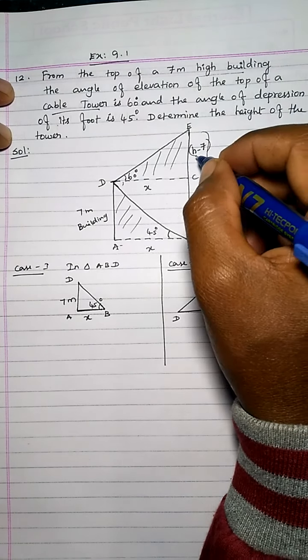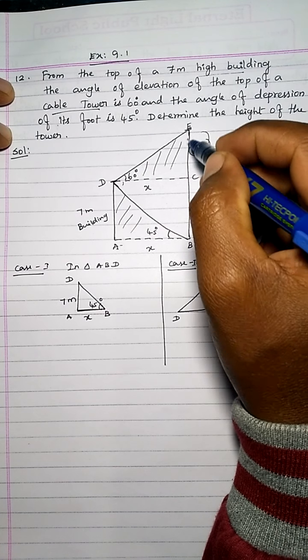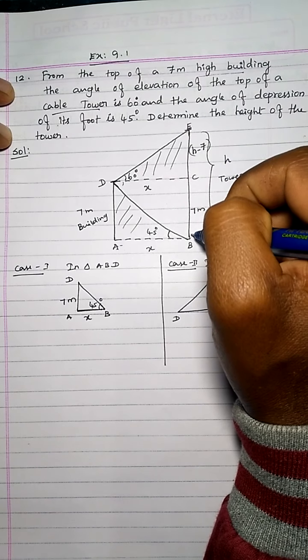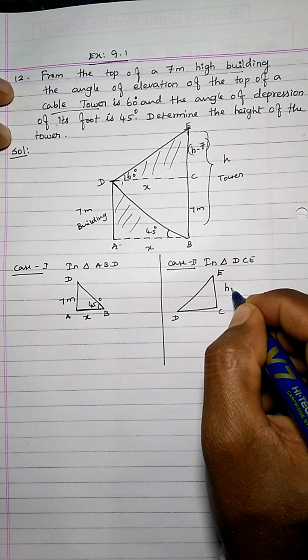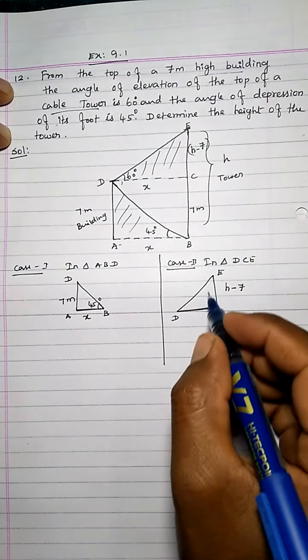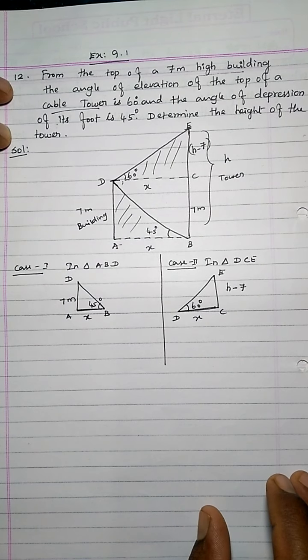You understand why we are taking h minus 7? h is the total distance from E to B. If you want the E to C distance, from the total you subtract this part, you will get the EC part. Then the EC distance will be h minus 7. And D to C, the base is common, x, and the angle we have here is 60 degrees.